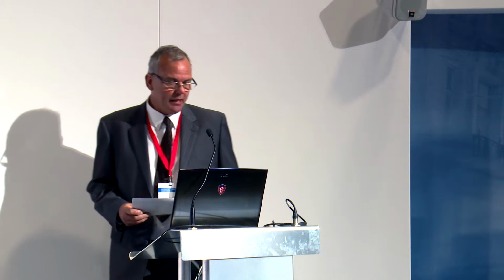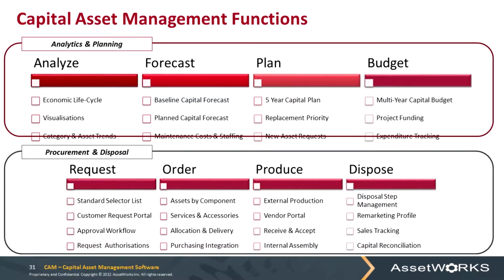Okay, just breaking that down a little bit more. The functions, so there's 8 functions in CAM. Analyze, forecast and plan is what we're talking about today. Budgets, requests, order, produce and dispose. So we're really looking at economic life cycles, the visualization of that data, and category and asset trends, and I'll touch on categories shortly. Also, you can set baseline capital forecasts, so you can run that forecast for 20 years to see what expenditure you have over a period of time.